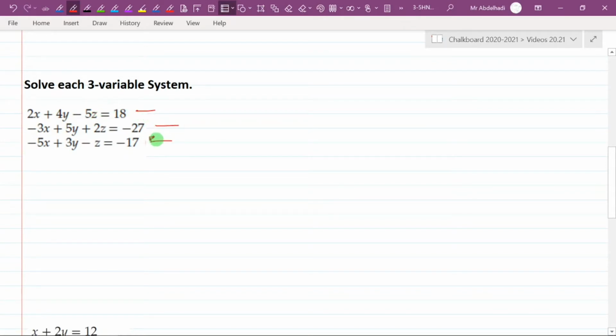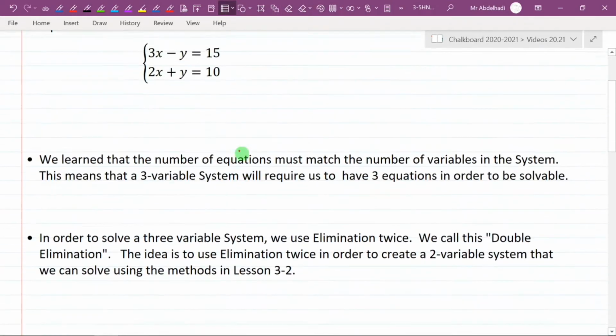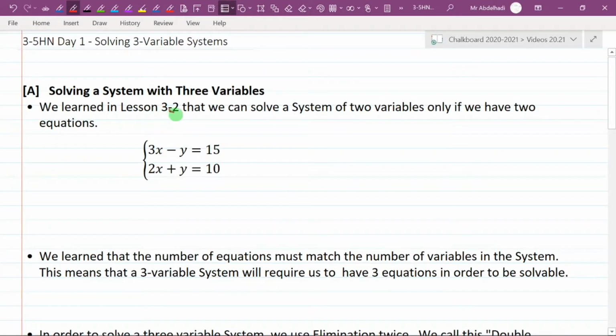1, 2, 3. Okay, with these 3 equations, there's a trick that we can use called double elimination where we can solve. Okay, now if you remember regular elimination, this is lesson 3-2 here. You can go back and watch the video on that. 3-2 day 2 actually. 3-2 day 1 was something called substitution, and day 2 was called elimination. Anyway, go back and watch that video if you haven't already watched it.